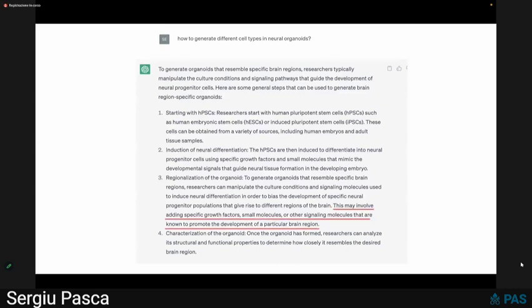Of course, the challenge is that if you read carefully, it says this may involve adding specific growth factors, small molecules, other signaling that are known to promote the development of a particular brain region. But that is the problem, that very often we don't know which ones they are, or if we do, we don't know when to put them in what combination.